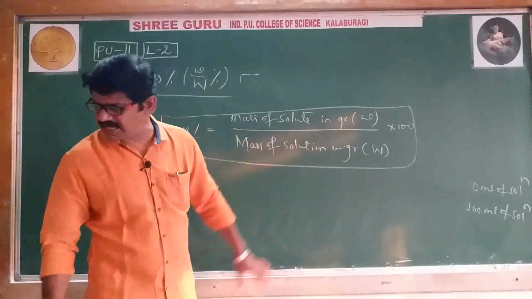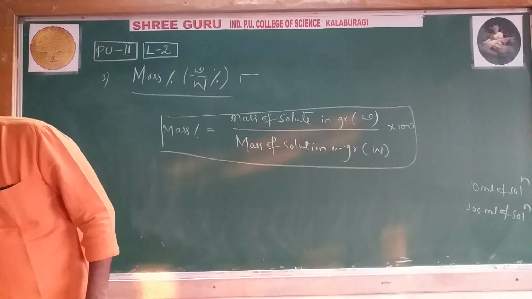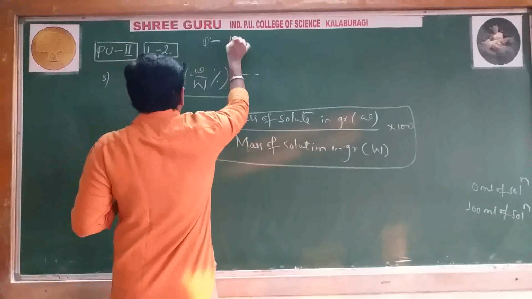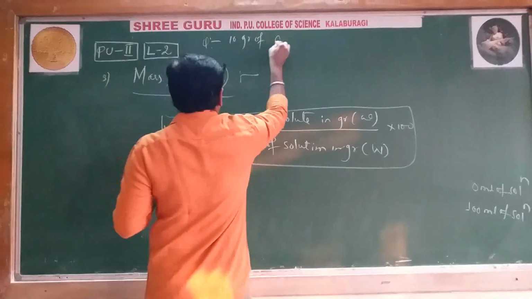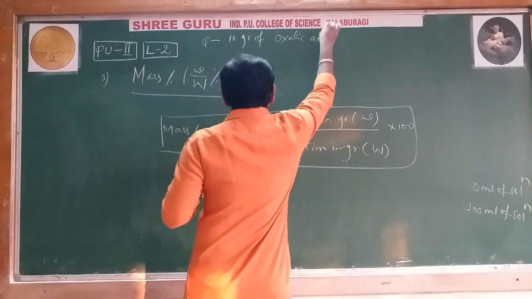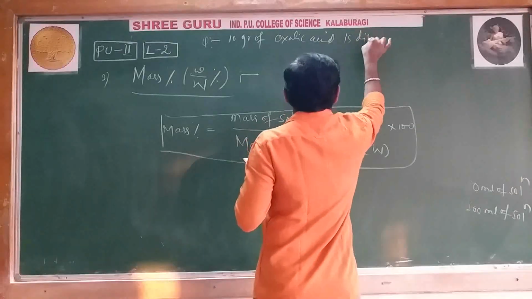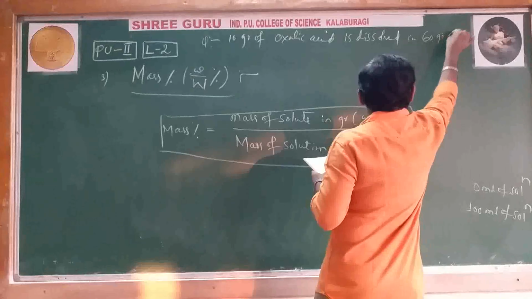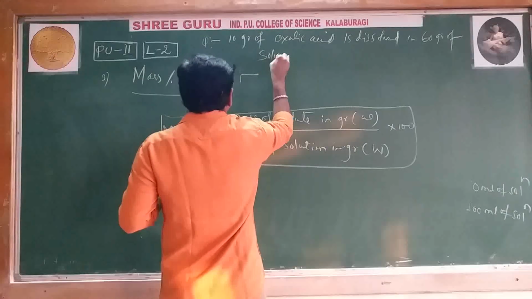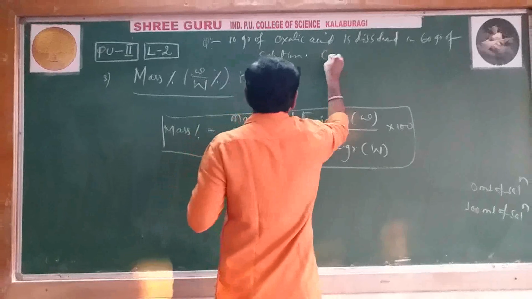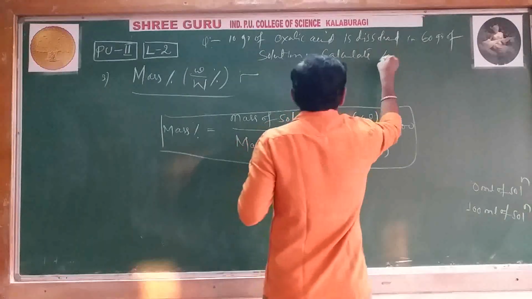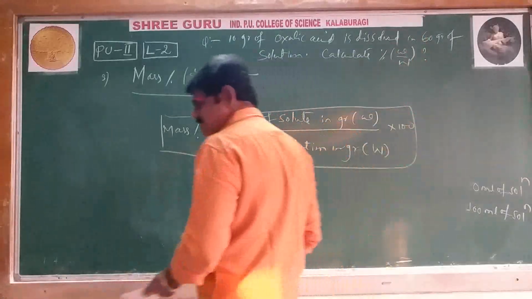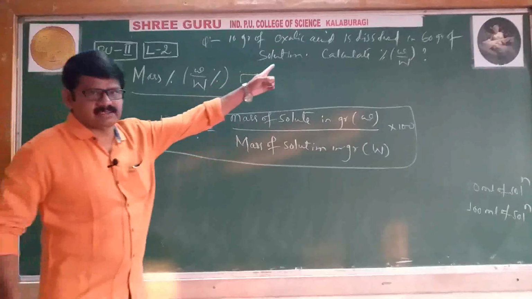Again, based on this formula, we'll see one question, a mass percentage related question, which I will write here. The question is: 10 grams of oxalic acid is dissolved in 60 grams of solution. Calculate the percentage W by W, nothing but the mass percentage. Of course, it is a direct question only.